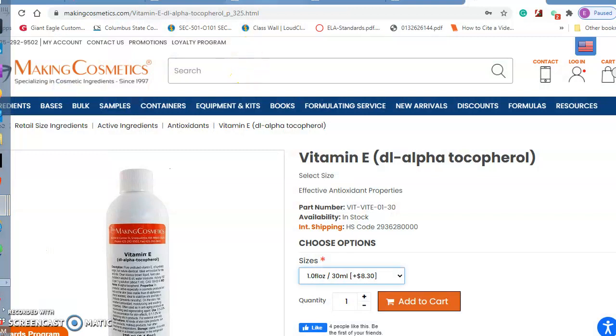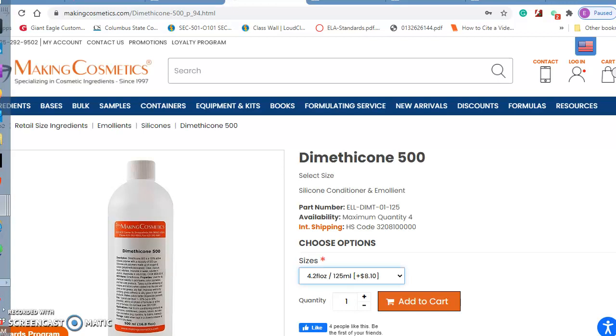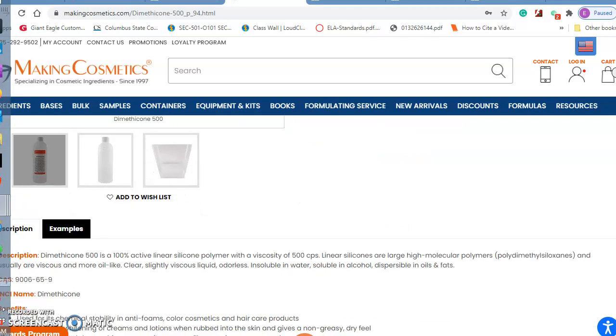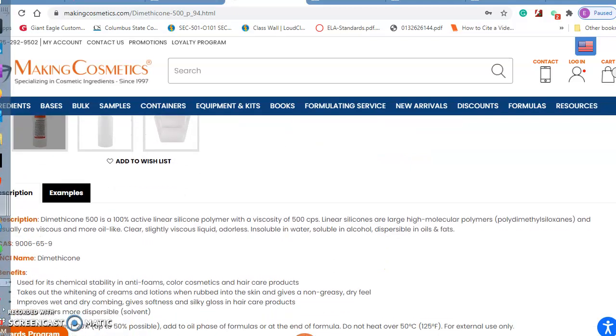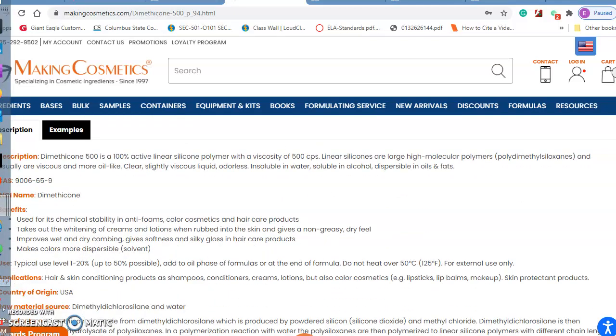Okay, so also some key ingredients are going to be dimethicone 500. This is thinner than the dimethicone 1200, but it's a silicone conditioner and emollient, okay? And it gives you the usage percentage here, 1 to 20%, up to 50% is possible in your products, okay? And it tells you what kind of products you use it in, and it gives you a nice breakdown.